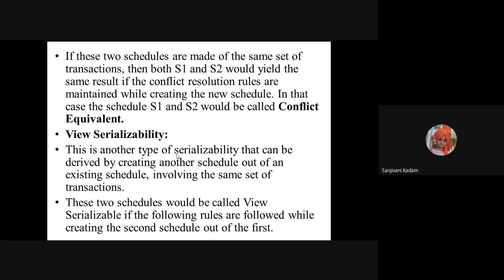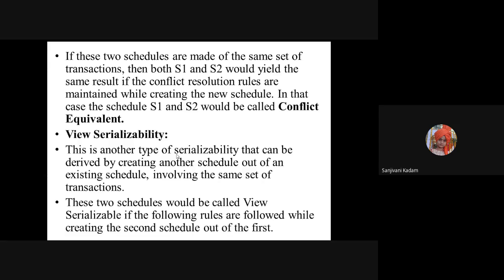So conflict equivalent means that S1 and S2 are both concurrent schedules, that is, simultaneous schedules, giving A and B the same set of values for all the data items. Then we can say that these two are conflict equivalent.